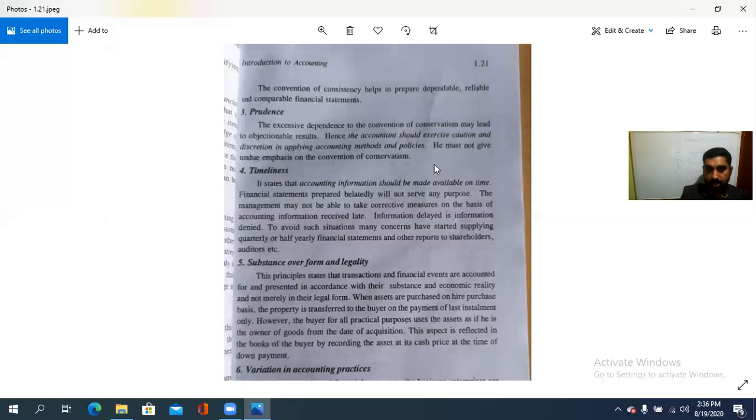Clear? That is what to remember. So the buyer for all practical purposes uses the asset as if he is the owner of the goods from the date of acquisition. This aspect is reflected in the books of the buyer by recording the asset at its cash price at the time of down payment. Okay, so that is the substance over form and legality.